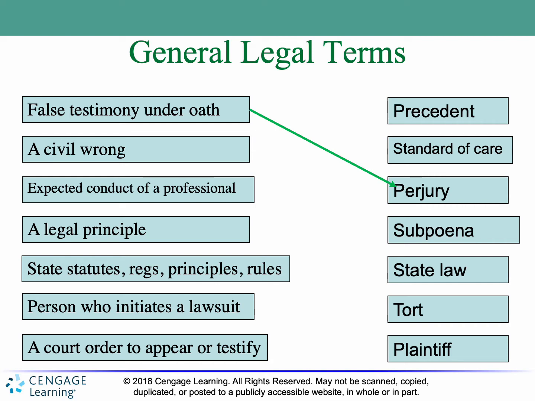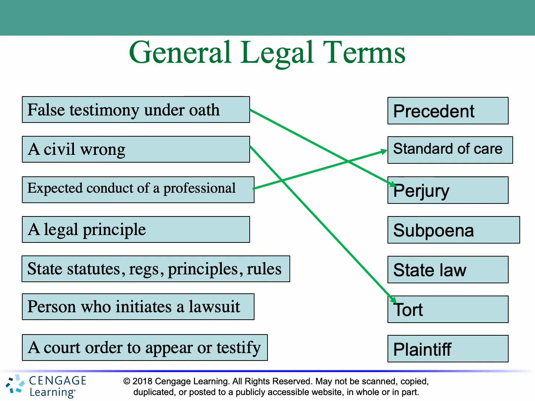What is the term for a civil wrong? A civil wrong. That is a tort. If you said tort, great job. What about expected conduct of a professional? The expected conduct of a professional. That is the standard of care. The standard of care is the expected conduct of a professional.